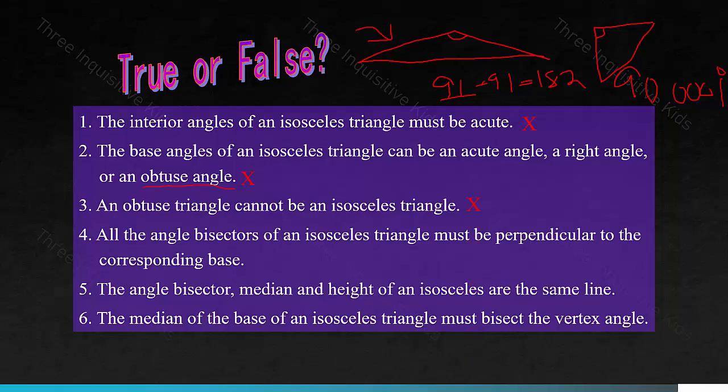All the angle bisectors of an isosceles triangle must be perpendicular to the corresponding base. Here the answer is correct, but this question forgot to add the word vertex. So if we had the word vertex in here, it would be much clearer. The angle bisector, median, and height of an isosceles triangle are the same line. That is an X, because you never said it was the vertex angle bisector. So it could be from even a base angle. And if you drew it from a base angle, it would not be the same line. Number 6, the median of the base of an isosceles triangle must bisect the vertex angle.